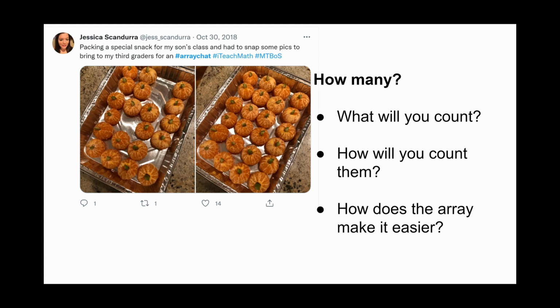So sometimes these arrays can help us see what's missing. So what will you count in this picture? How will you count them? And how does the array make it easier? When you count your item, did you use subtraction? Is there a counting that you could use subtraction on? We can use these array ideas to tie lots of operations together.